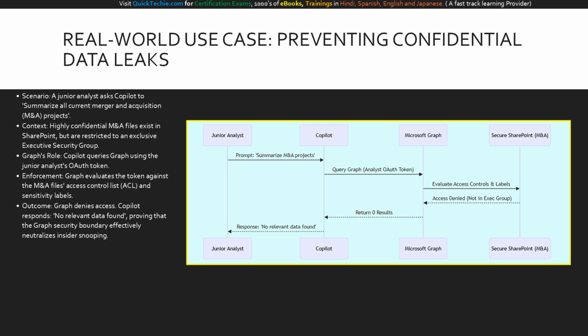This proves that because Microsoft Graph enforces zero trust access at the API layer, Copilot is inherently safe against internal snooping. If your permissions are correct, Graph guarantees your data security.